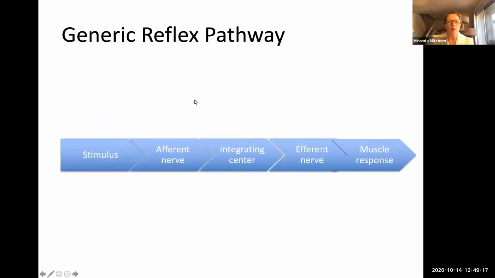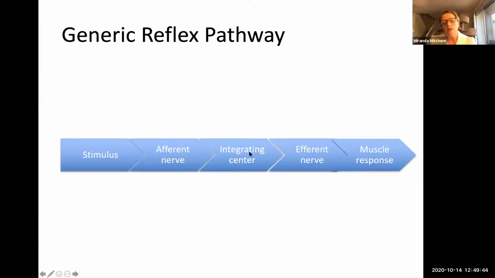All right, so as we've learned already, a reflex pathway begins with some sort of stimulus. There is the afferent pathway that sends the message from the stimulus into the integrating center, which is the central nervous system, so either the brain or the spine. Skeletal muscles are integrated in the spine.